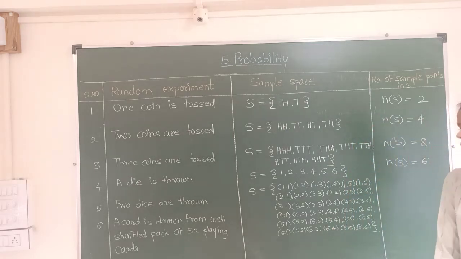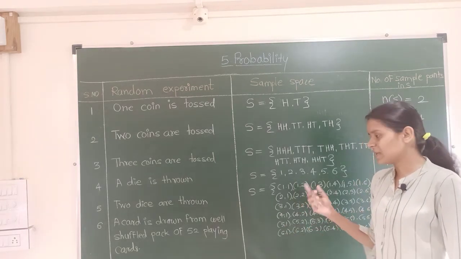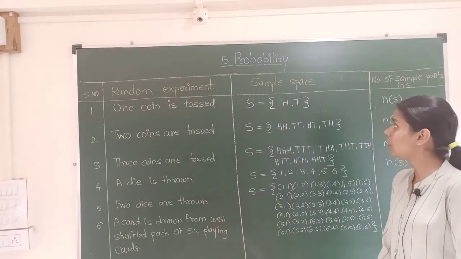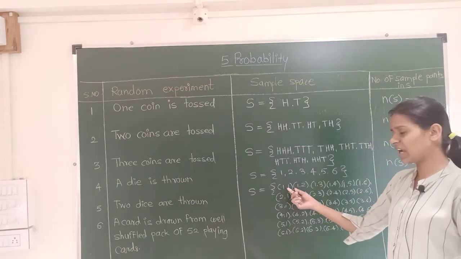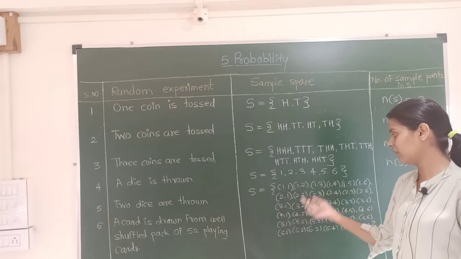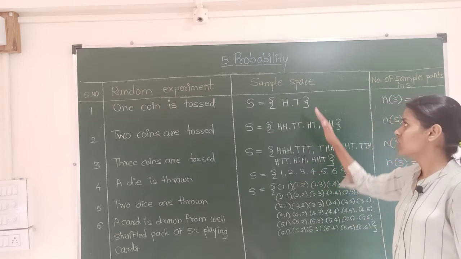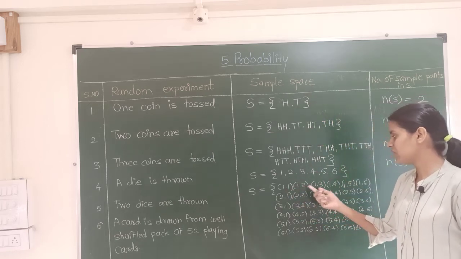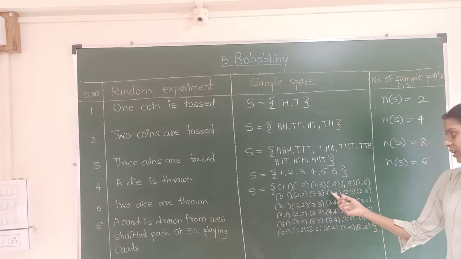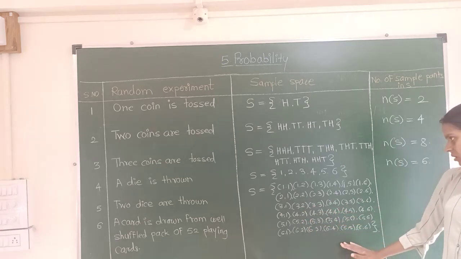When we are throwing 2 dice, the upper faces will be the possibilities. So it can be (1,1), (1,2), (1,3), (2,1), (3,1). These are all the possibilities when 2 dice are thrown. So the sample space is this: (1,1), (1,2), (1,3), (1,4), (1,5), (1,6), again (2,1), (2,2), (2,3), (2,4), (2,5), (2,6), (3,1), (3,2), and so on. All those I have written on the board.